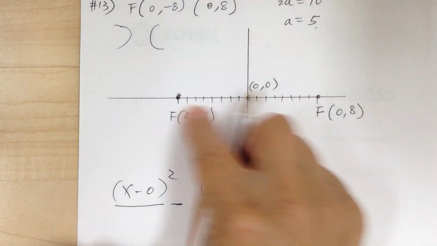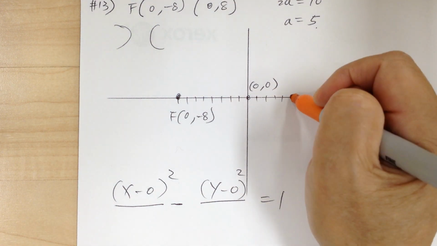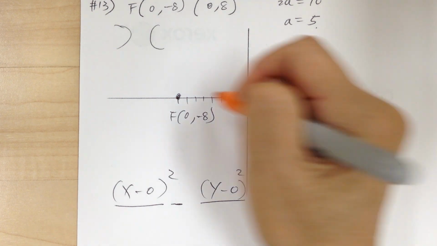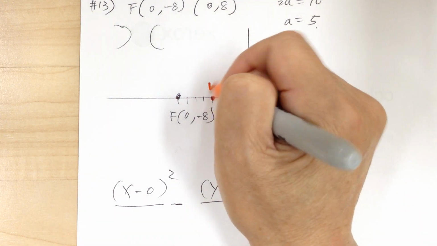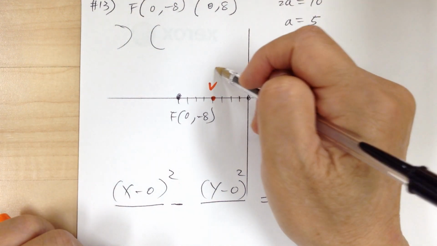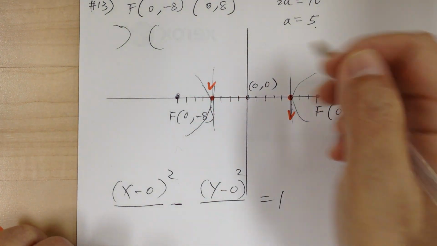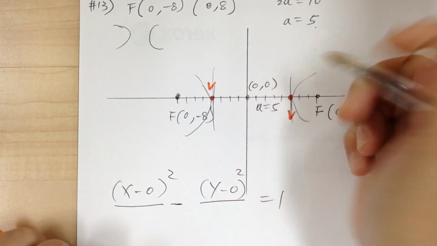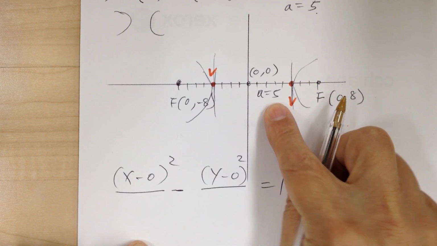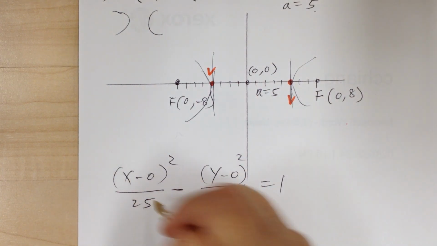Now a equals 5. a is always in the long direction, so your vertex would be right over here, that would be the vertex 5. That means your box is going this way, and your graph is going to go like this. So a equals 5, and you square that. Since this is in the x direction, this will go under the x. So 25 goes under here.